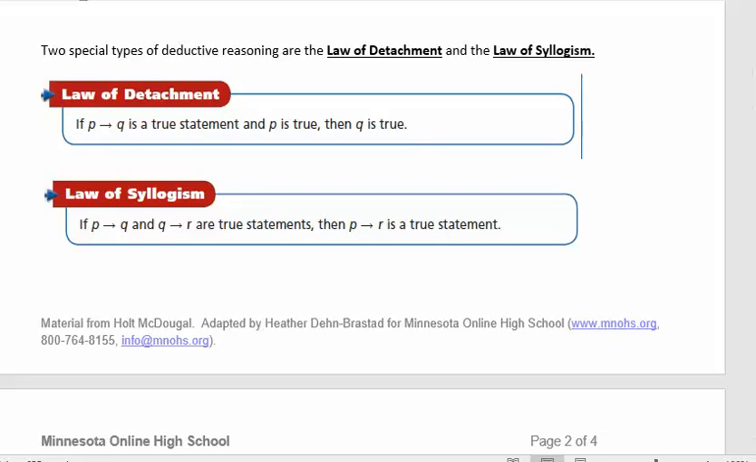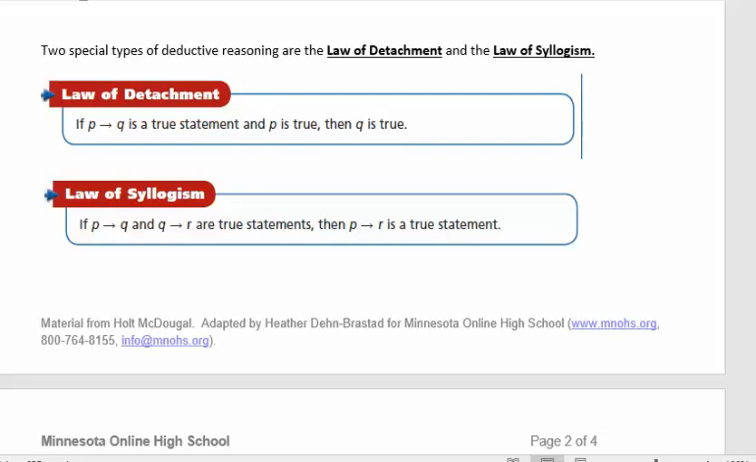All right, we're going to talk about 2 specific special kinds of deductive reasoning. These are not the only ones, but they're the 2 we're going to work on. First of all, the law of detachment says if the hypothesis is true, then so is the conclusion. If P then Q is a true statement, and P is true, then Q is true. That's the law of detachment. So if you know that the beginning part of it is true, then you can say the conclusion is true.